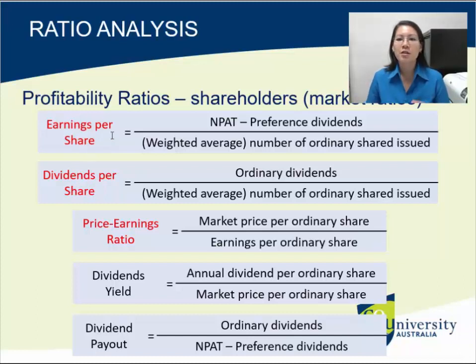So earnings per share is profit divided by number of ordinary shares. The dividends per share is dividends that were paid divided by number of ordinary shares. So how much they earned per share, how much they actually paid back to the shareholders per share. Price earnings ratio, now this means different things to different people. Actually, all the ratios could mean different things to different people. I'm just explaining my view of them.